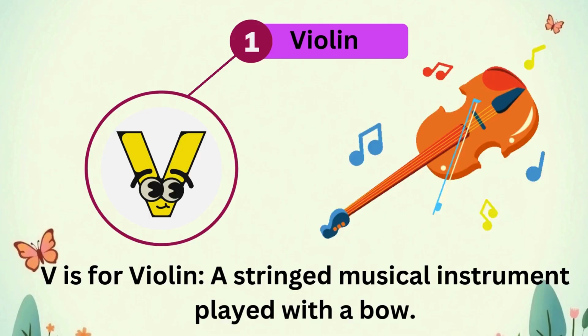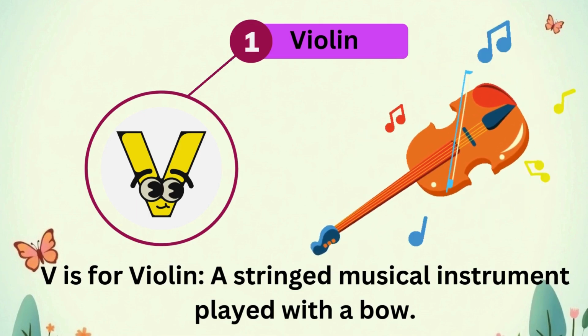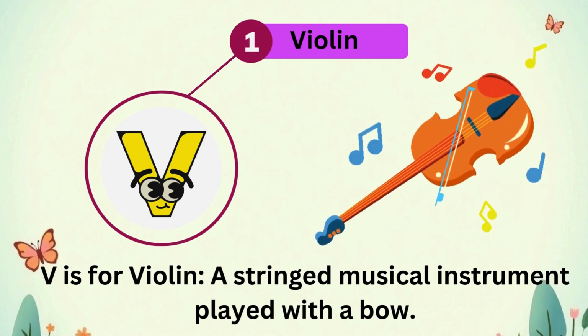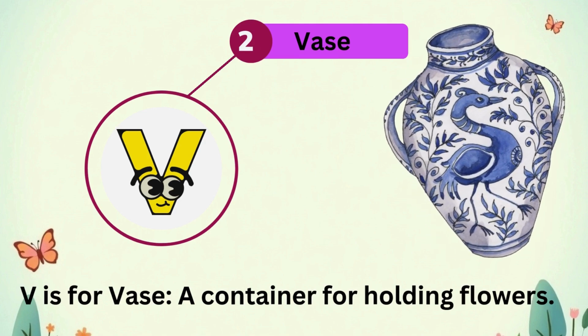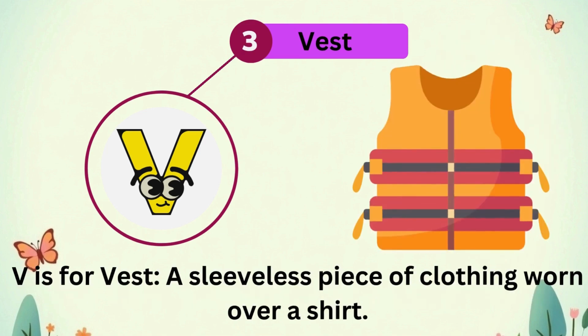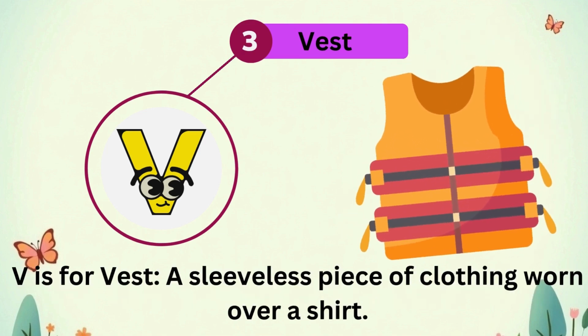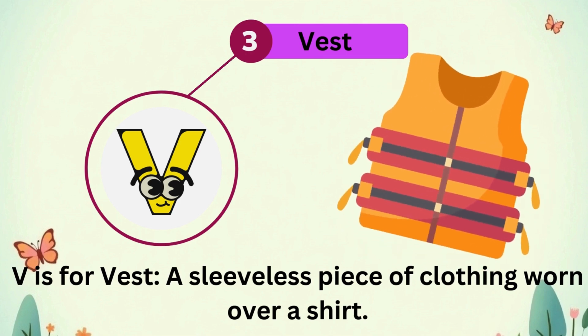V. V is for violin, a stringed musical instrument played with a bow. V is for vase, a container for holding flowers. V is for vest, a sleeveless piece of clothing worn over a shirt.